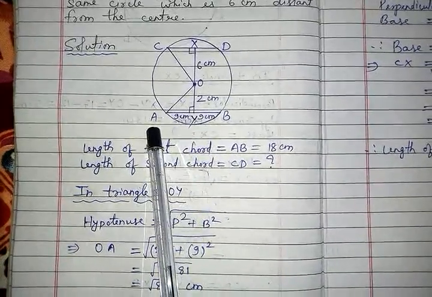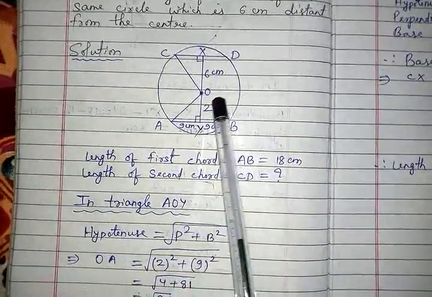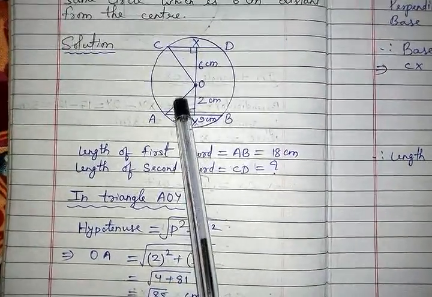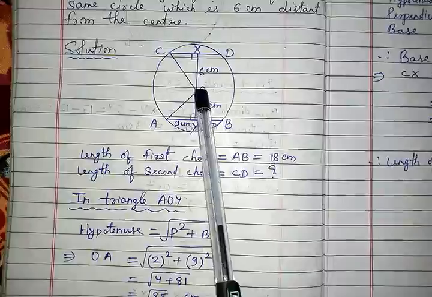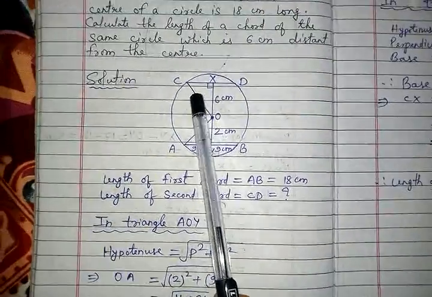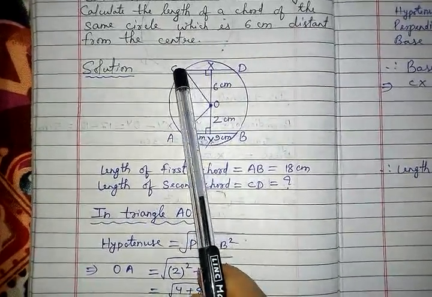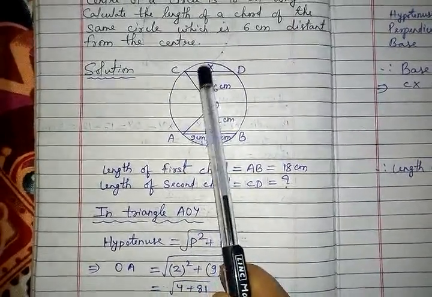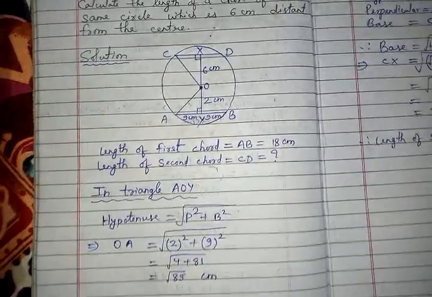Whatever will be the value of OA, the same will be the value of OC. Why? Because OC also is the radius. So both the radii are equal. So once I know OC and OX, with these two values, I will find CX. And if I double CX, then it will be the length of CD. That is our answer. So let us begin.